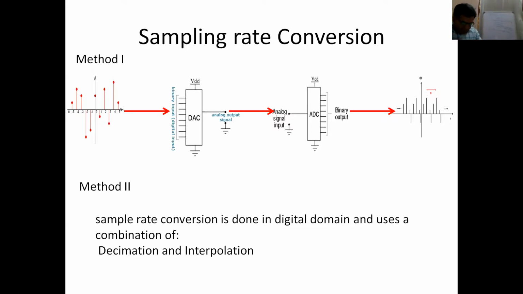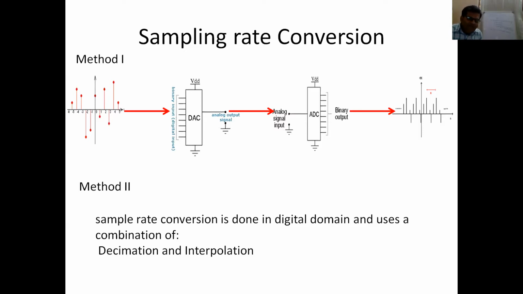But this has some disadvantages, like you have to do the process of DAC and ADC two times, where you have noise or distortions being introduced because of these A to D and D to A conversions. So this is the limitation of the first method.